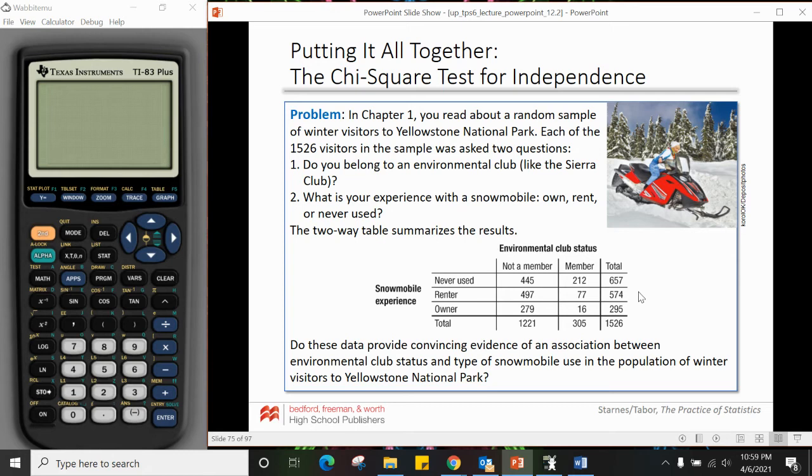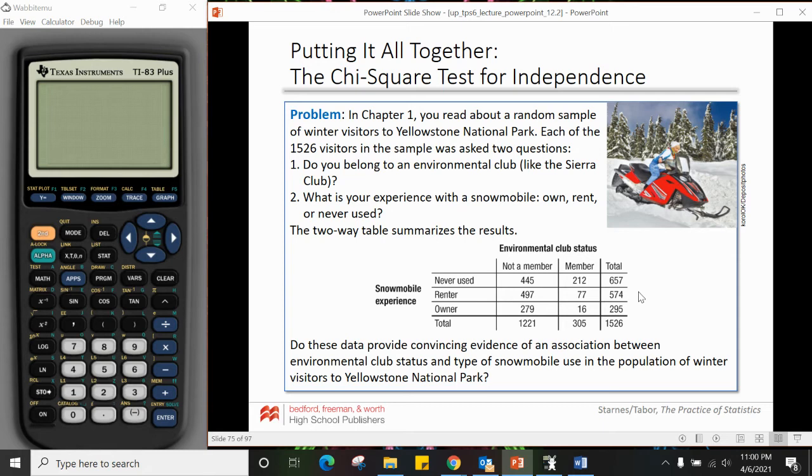All right, back together. So we have this problem. In chapter 1, you read about a random sample of winter visitors to Yellowstone National Park. Each of the 1,526 visitors in the sample was asked 2 questions. Do you belong to Environmental Club? And what is your experience with the snowmobile? Own, rent, or never used? And there's the two-way table from it.